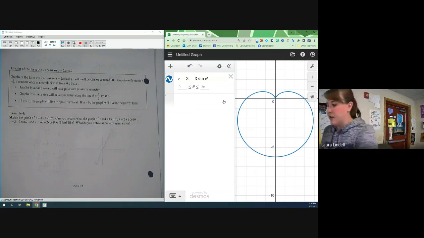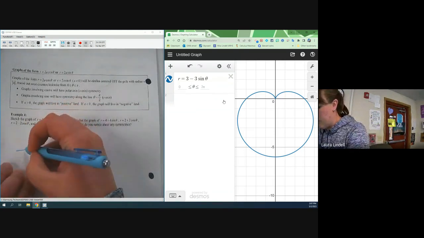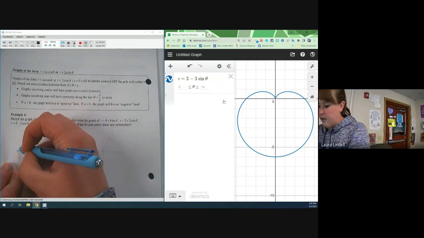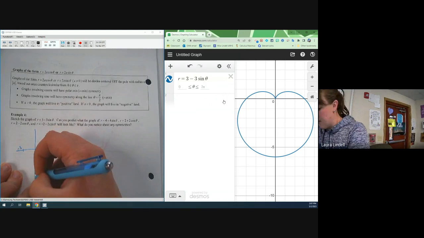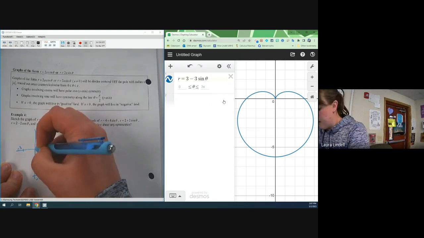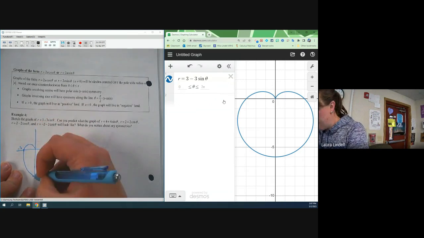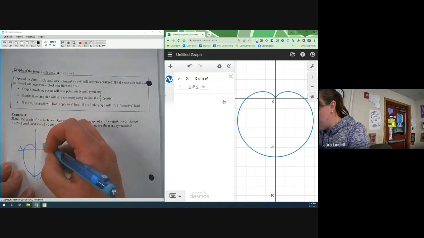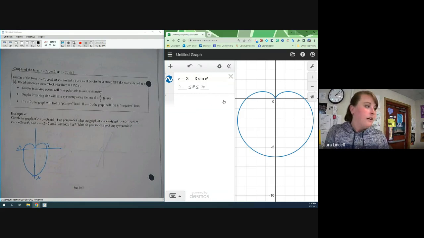So let's sketch it really quick. All right, so we know this has to go out, and these graphs aren't going to be super pretty. Do your best. Let's see, so we do something like that. All right, and the ones graphed on Desmos always look much prettier than mine, but there we go. We get the idea. All right, so that's 3 minus 3 sine theta.